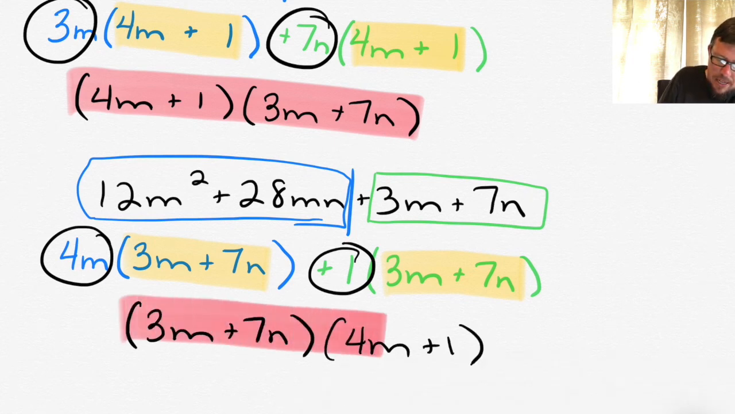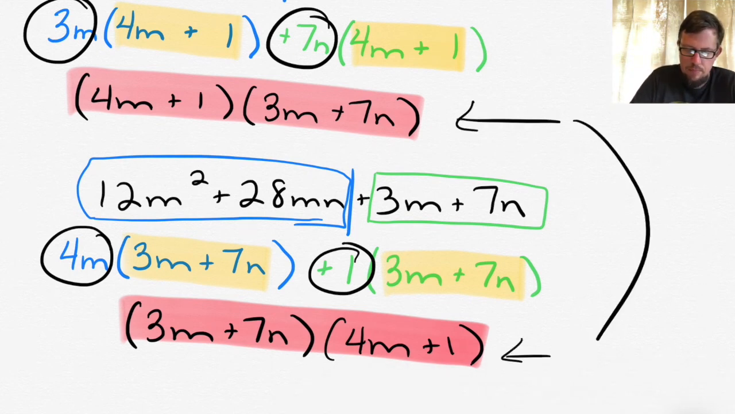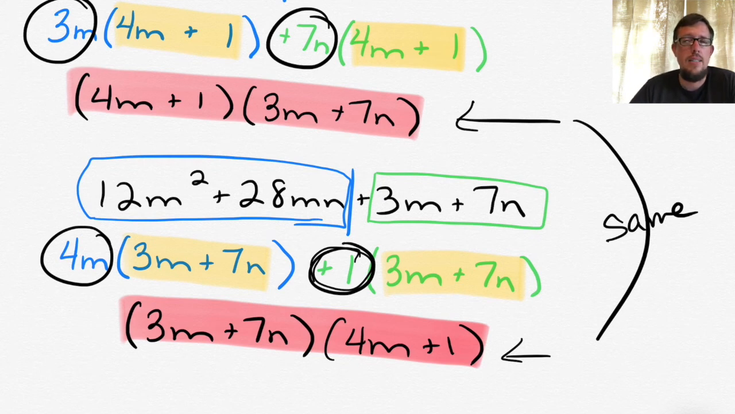So it's the same answer. I got the same answer both times, here and here. These are the same. But this bottom one was a little weirder because of this one greatest common factor. So you can get the same answer. It's just a little more difficult to do it that way, but it's fine either way.